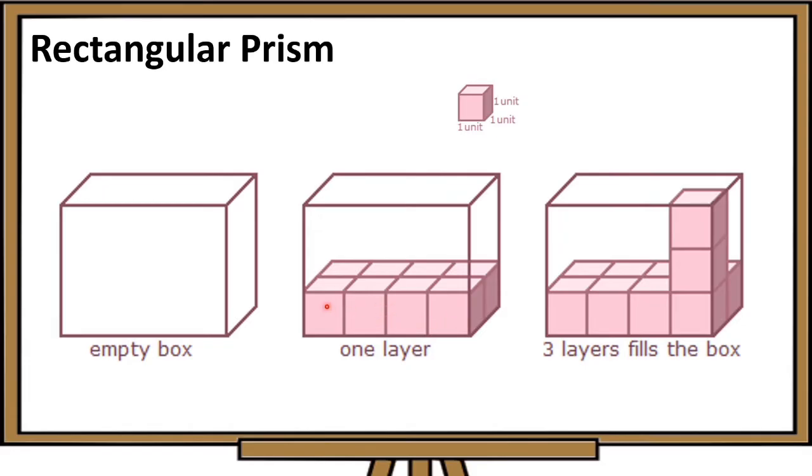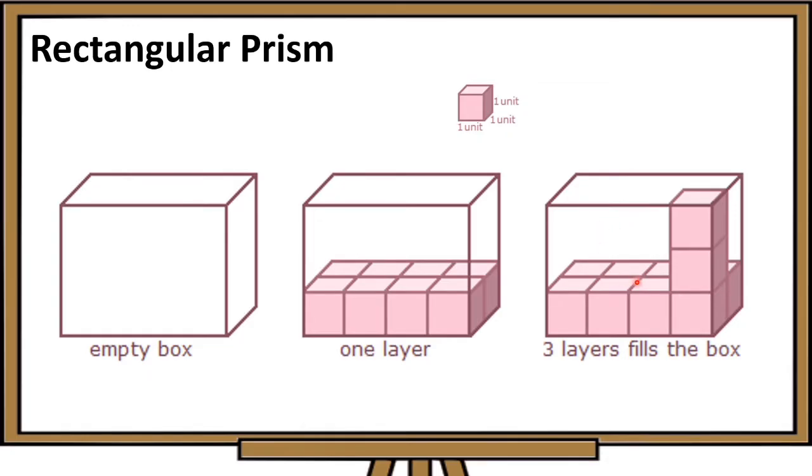At ang 1 layer na to, ang laman na cubes ay 1, 2, 3, 4, and then 4 sa likod, a total of 8 cubes. Ilang layer ang kailangan para mapuno ang ating rectangular prism? So, 1, 2, 3. 3 layers na tig 8 cubes ang kailangan natin para mapuno itong ating box.